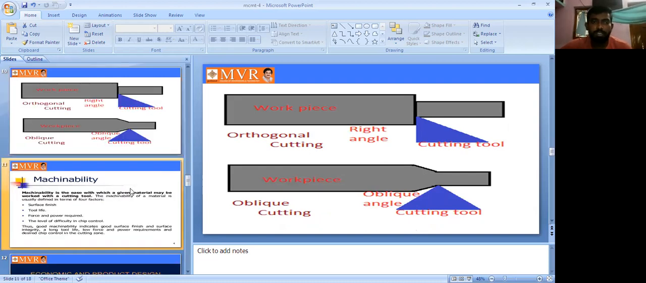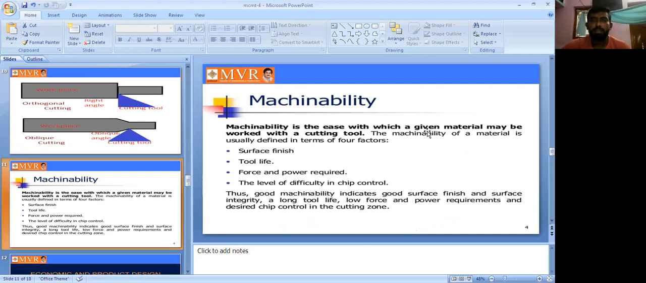So the next topic is machinability. Very, very important this one also. Machinability is the ease with which a given material may be worked with a cutting tool. So what does machinability mean? You can take any one material that will be worked with a cutting tool. I can give some example of one material. It is worked with a cutting tool. So that we can call machinability.